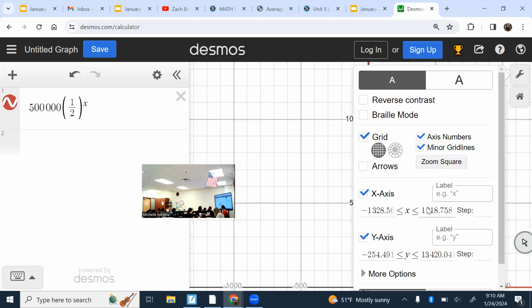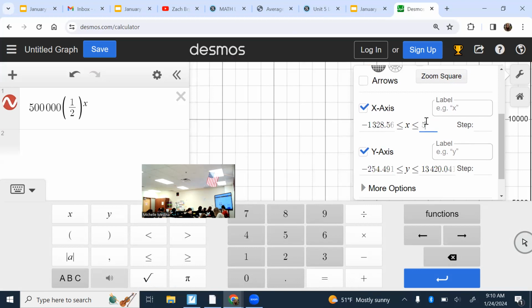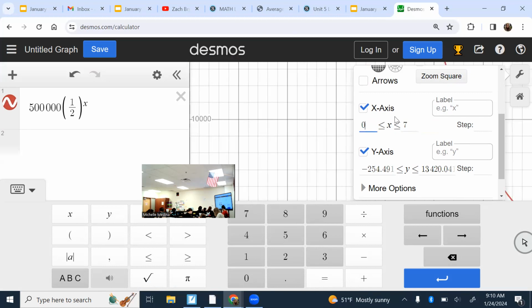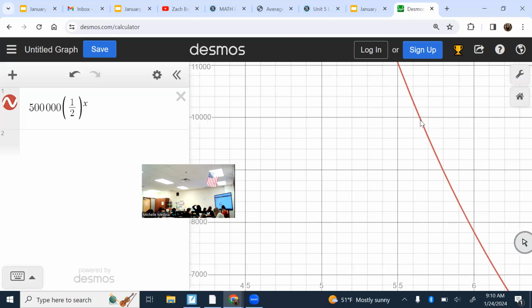Okay. I'll adjust my x-axis to go to like 1 through 5. Or maybe even a little above that, so I can see it better. So like 0 through 7, I adjusted the x-axis so I could see it better. We want to know when it falls below 10,000. So I'm going to click and drag, might have to zoom in. Okay, I feel like that's as close as I'm going to get. It's near 5.6. So I'm going to go back to my key and I'll check the answers.